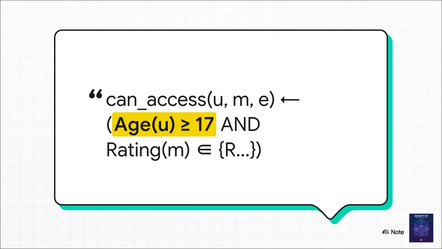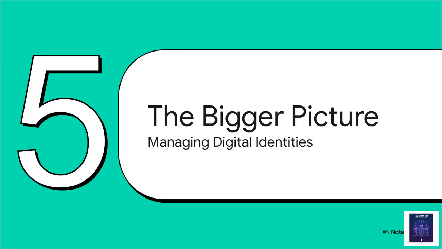And here's what that policy looks like as a rule the system can actually understand. It's just simple logic. If the user's age is greater than or equal to 17 and the movie's rating is R, then you're in. Allow access. See? It's just a simple, logical statement that uses these attributes to make a really specific decision on the fly. No static rules required.